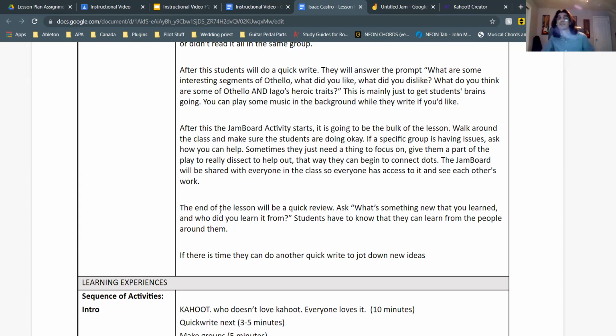And then we'll do that for a few minutes, and then we're going to go back to a Jamboard activity again. The first time we do the Jamboard, it'll be relation to the real world. The next time we do it, we'll do heroic and villainous traits, or heroic traits of the characters. So then you can say, Iago's fought in war. He's really good at what he does. He's good at his job. He's just kind of mad, you know.